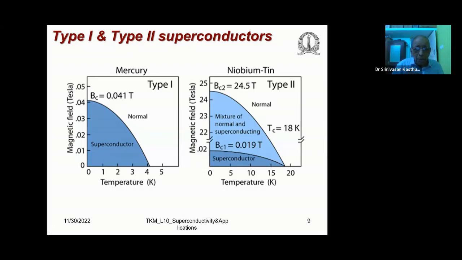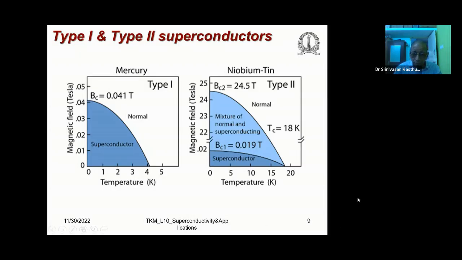But suppose I apply extra magnetic field when the temperature is below 18 Kelvin. Then the magnetic field will be there, but it will be dispersed in the normal zones. So you have a mixture of normal and superconducting zones. And this is possible, up to a maximum value of 24.5 Tesla in the case of niobium-10. So please understand that it's possible to have this.